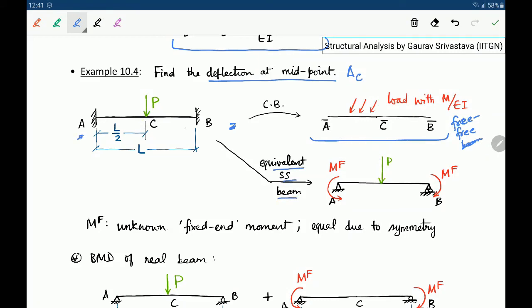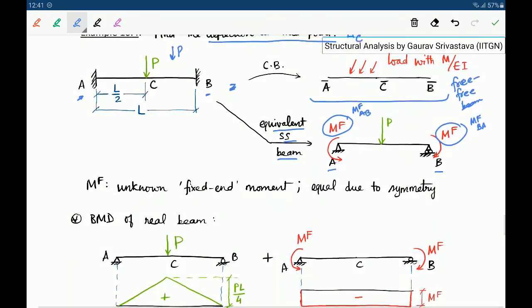So we convert both the supports A and B to simple supports A and B. And by virtue of doing this, that will reveal two unknown moments, MF and MF. Now here we are assuming that these two MFs are same because this is a symmetric situation. In case this P was off center, then we have to consider two different cases, MFAB and MFBA. In that case they will be different, but procedurally that will not make a difference. Now here MF is an unknown fixed end moment, and it is assumed to be equal due to symmetry.